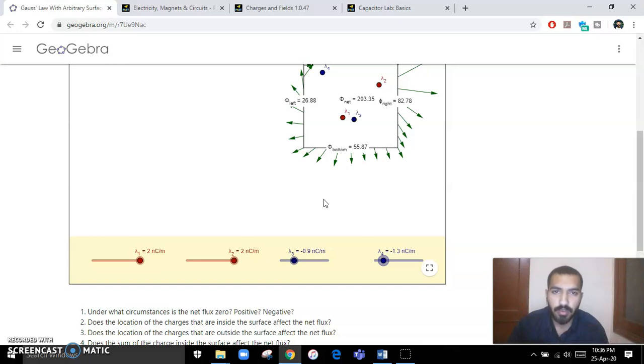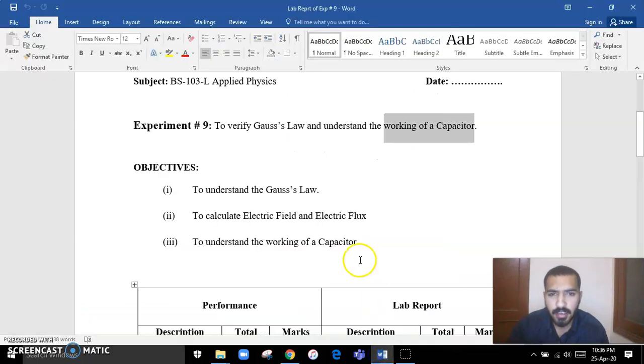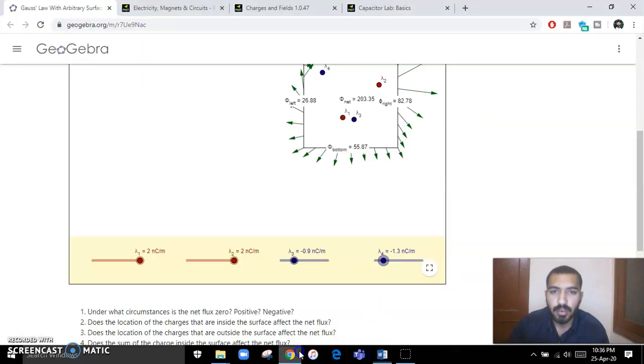So here is the part of your flux and your Coulomb. Which law was this? Gauss's law. So Gauss's law is completed here.